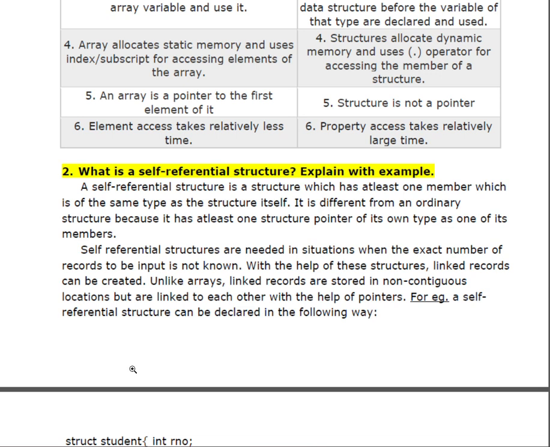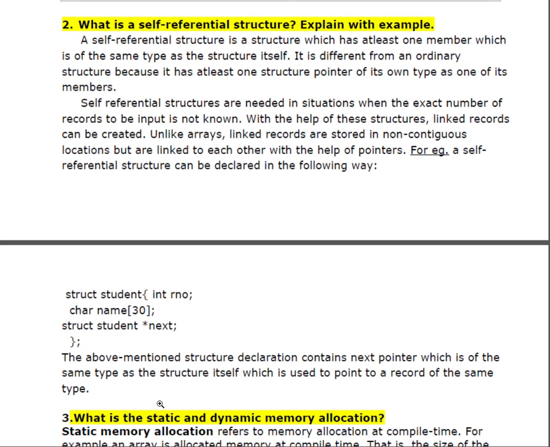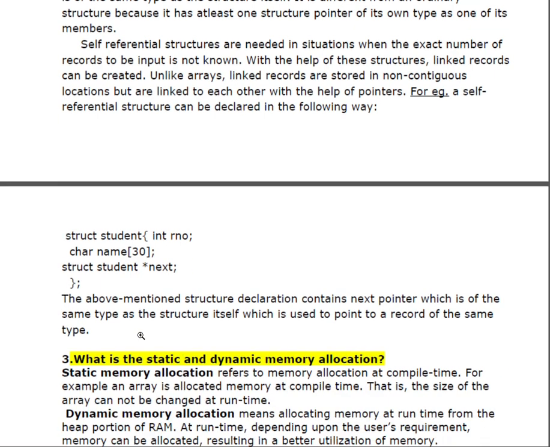For example, a self-referential structure can be declared in this following way. You can see here, the above mentioned structure declaration contains a next pointer which is of the same type as the structure itself. You can see here, this is the structure name, student, and here this next pointer is pointing at this student structure. That's why this is a self-referential structure.